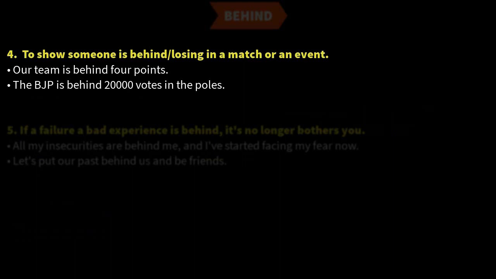One more usage, guys. We can also use behind to talk about the state of a match or an event, to show that somebody is behind. Somebody is losing the match or losing the event. Our team is behind 4 points. The party is behind 20,000 votes in the polls. Alright, that's one more way to use it.